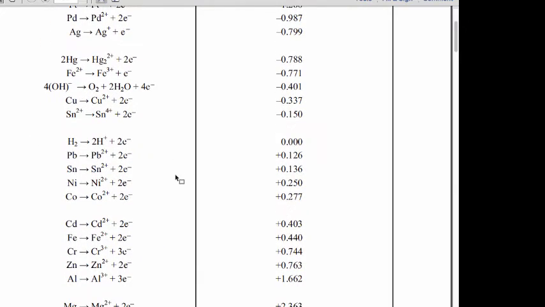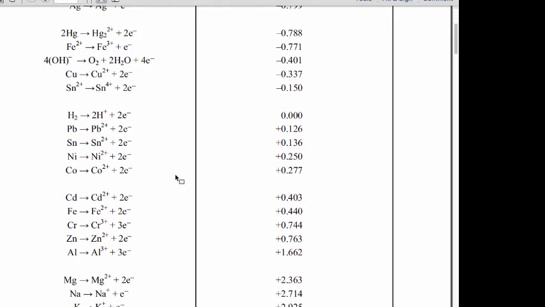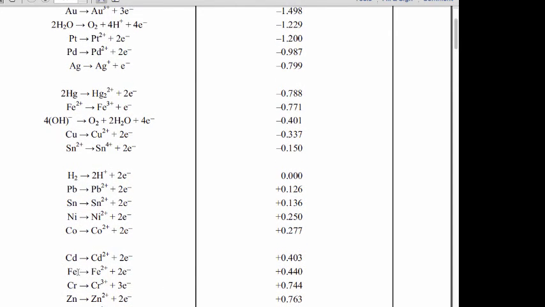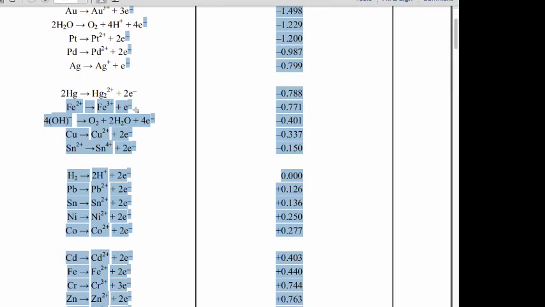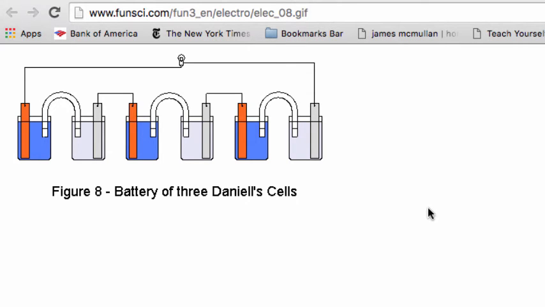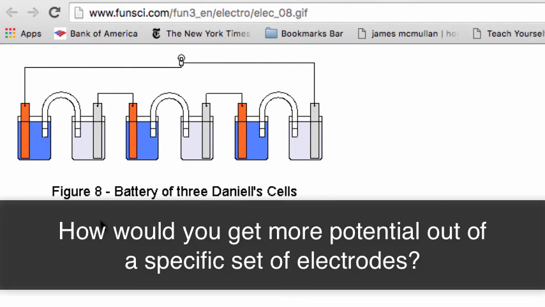You wouldn't exactly know unless you knew the whole half cell, like what kind of electrolyte was inside. So it wouldn't really be a fair question for me to ask you, for example, is this iron reaction taking place or is this one taking place? This one up here. What I was asking about in class was how would you get more potential out of a specific set of electrodes? And people weren't wrong when they said changing the electrolyte.